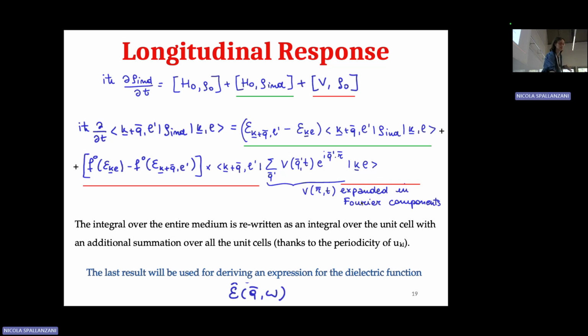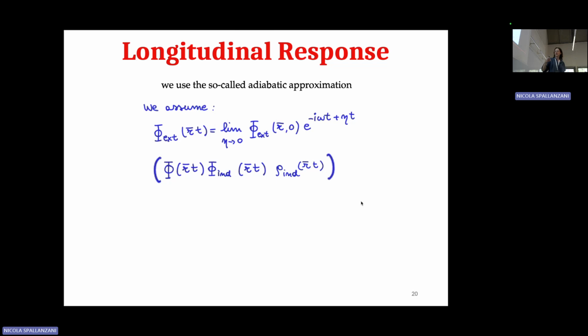We will obtain it in a few moments. First of all, we use the so-called adiabatic approximation. We say that the external potential is turned on gradually from t equal to minus infinity, and then the time dependence is given by exponential of eta t, and the same behavior is assumed for the total potential, the induced potential, and the induced density.